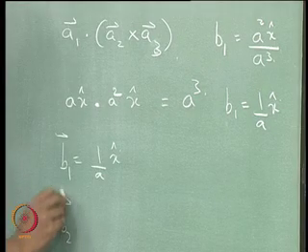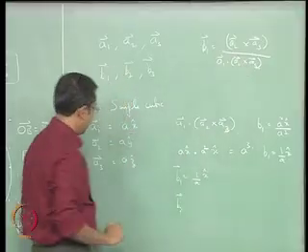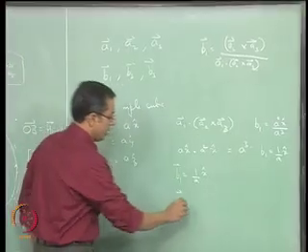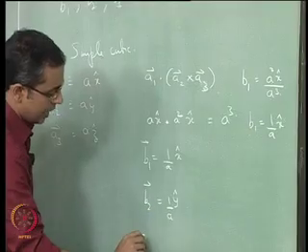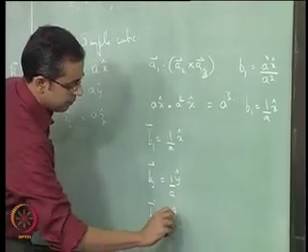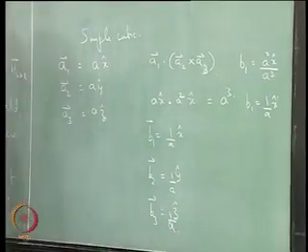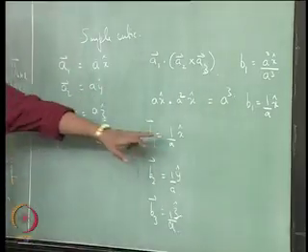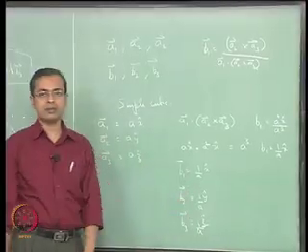Then similarly B2. If you did the same analysis you will have A3 cross A1, and A3 cross A1 is z cross x, which is y, so it will become y cap 1 by A, and B3 will become z cap 1 by A. So what do we have here? The directions are still x, y and z, unit vectors are still in the x, y and z directions, magnitudes have become 1 by A, 1 by A, 1 by A.